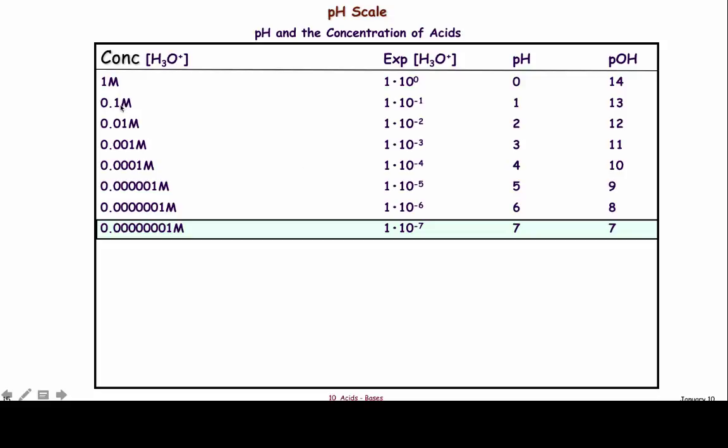And so if you've got a 0.1 molar solution of hydronium, 1 times 10 to the minus 1 molar hydronium, and you take the negative log of that number, then the pH is 1. That makes the pOH 13. If you take a solution that is 1 times 10 to the minus 4 molar hydronium, the pH is 4, the pOH is 10.